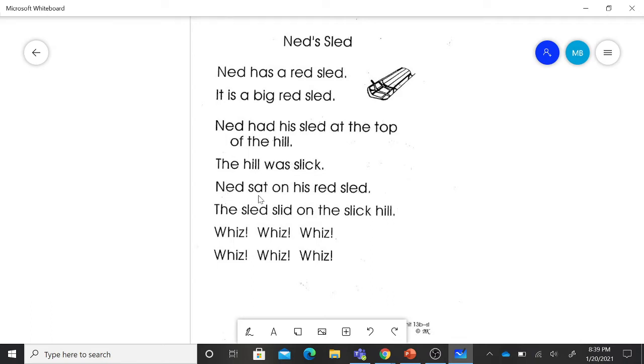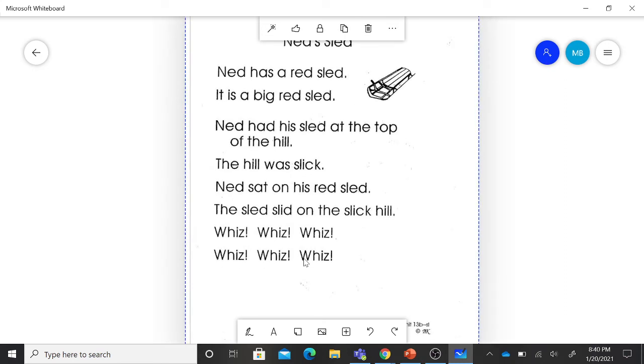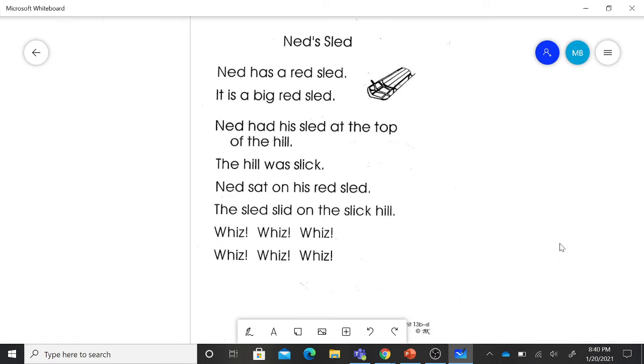Ned sat on his red sled. The sled slid on the slick hill. Whiz, whiz, whiz. All right, I want you to take a moment, pause the video, and read this to your grown-up.